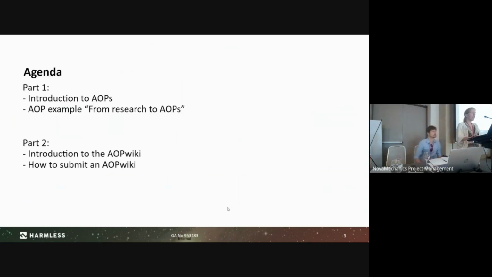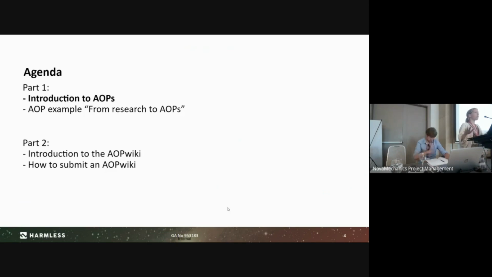Thank you. The agenda for this workshop training is to give a short introduction to AOPs. Then I will give an example of how we developed our AOP, to show how to go from research to AOPs. Then I will give an introduction to the AOP wiki where we will browse around. If you have any questions or anything you want to look further at, just raise your hand. And lastly, I will show you how you can submit an AOP to the AOP wiki, or at least how I did it, because there are different pathways.